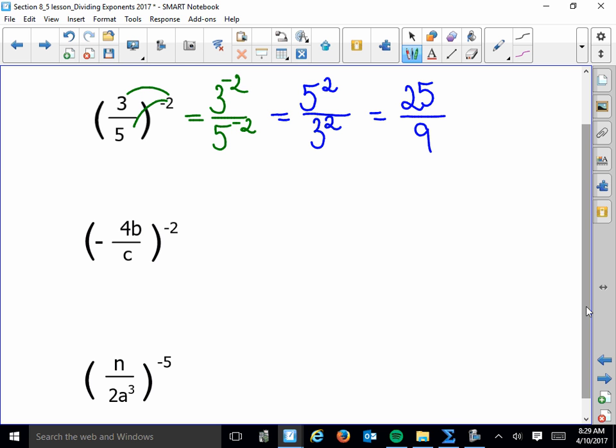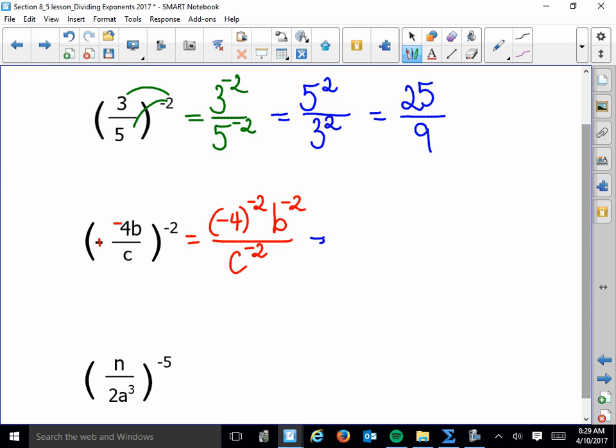On the second example, when I see this negative, I'm just going to make things easy on myself, and I'm going to apply that to the numerator. So I'm going to think of that number as a negative, okay, negative 4, which is now being applied to the negative second. So I have to be very careful and recognize that I'm taking a negative 4 and raising it to the negative second. B is raised to the negative second, and C is raised to the negative second.